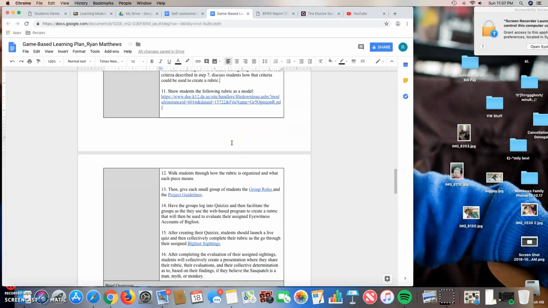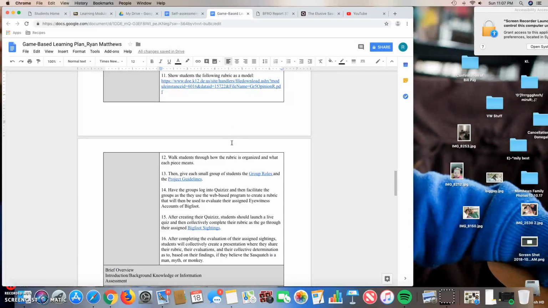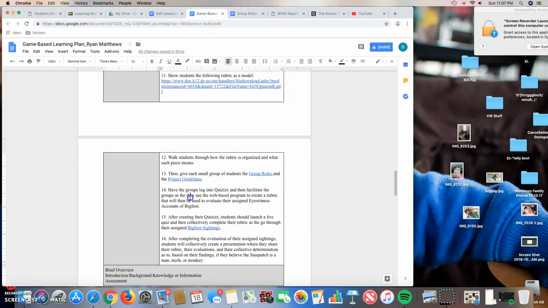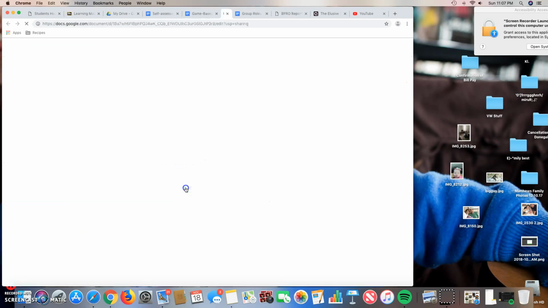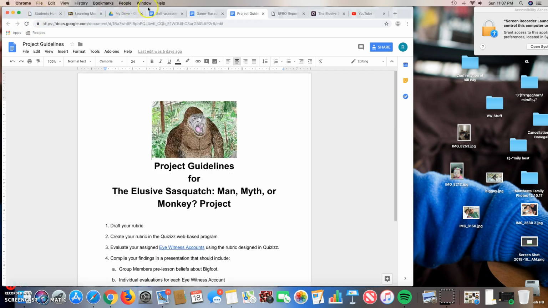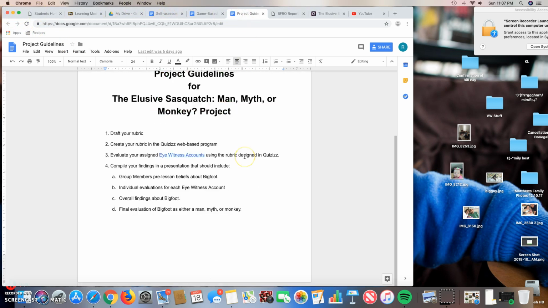So after doing this, students will, in groups, be creating their own rubrics that will be used to evaluate these eyewitness accounts. There are group roles that students are going to have, and then project guidelines. Students in their small groups will be able to pick what part they want to play in this rubric development process. And in addition to that, here are the project guidelines.